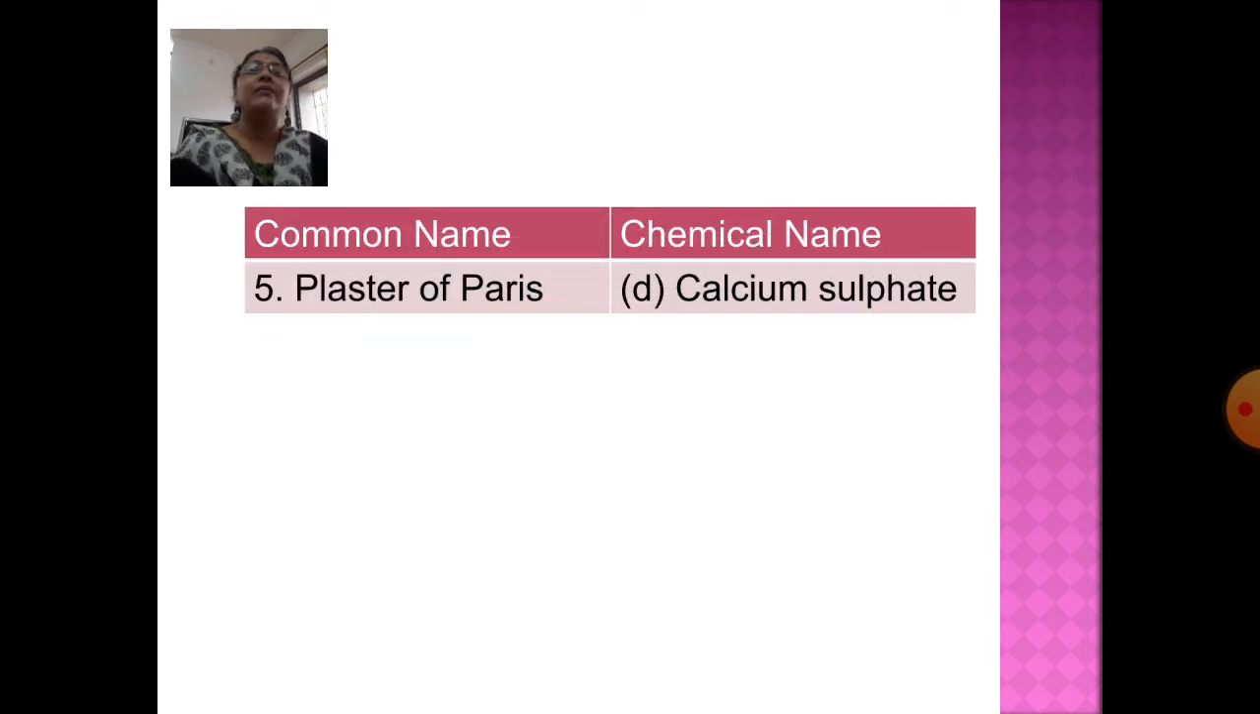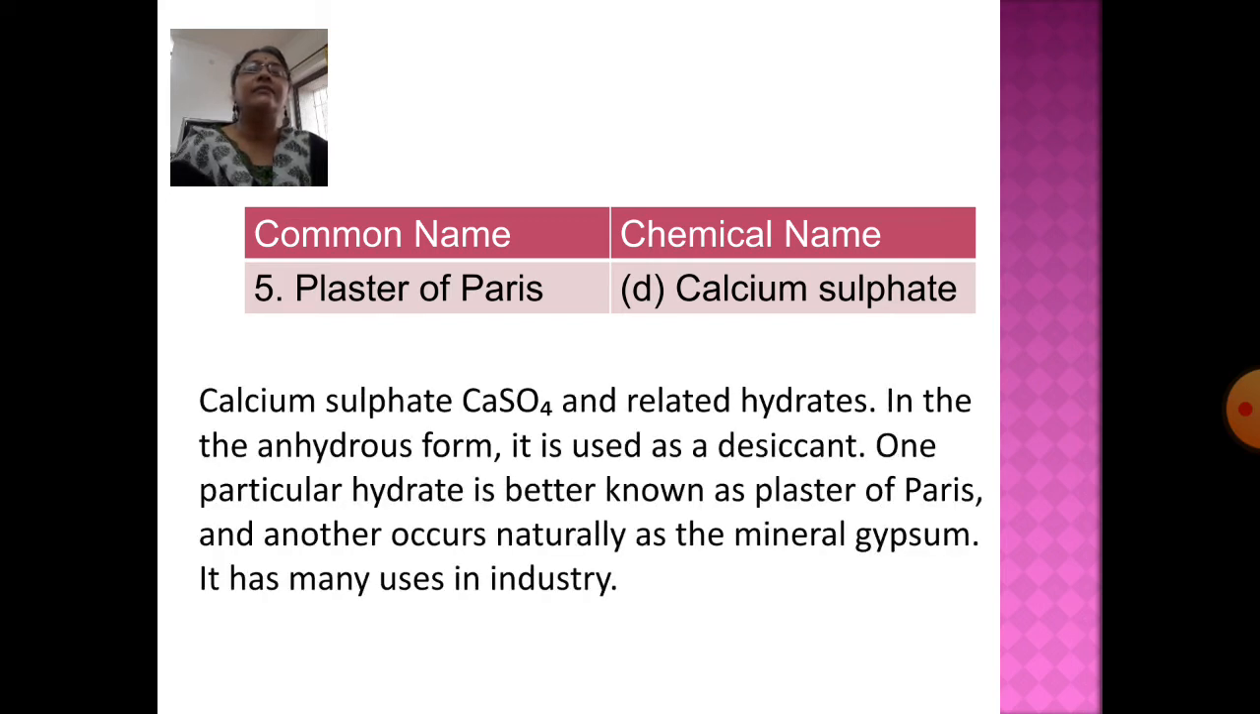Chemical name of plaster of Paris is calcium sulfate, which is option D. Calcium sulfate, CaSO4, and related hydrates. In the anhydrous form, it is used as a desiccant. One particular hydrate is better known as plaster of Paris and another occurs naturally as the mineral gypsum. It has many uses in industry.